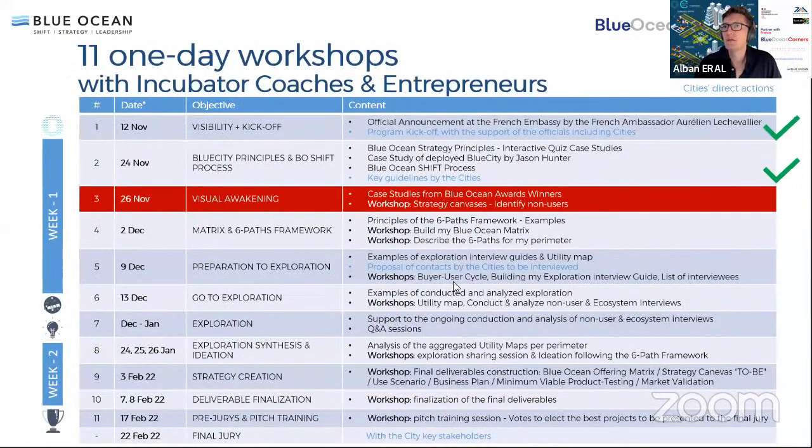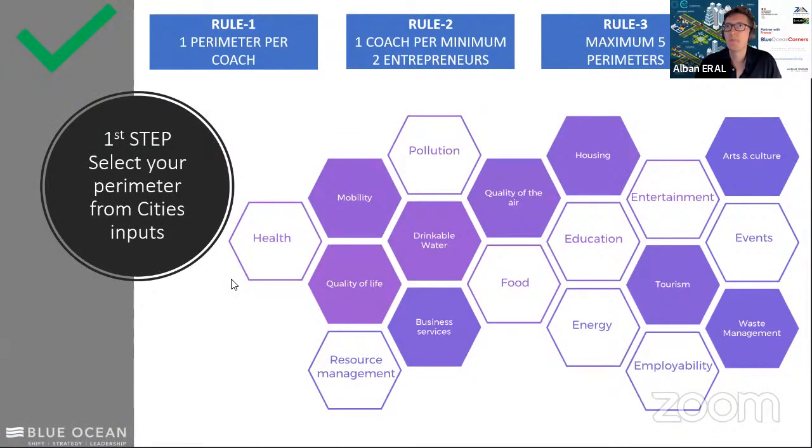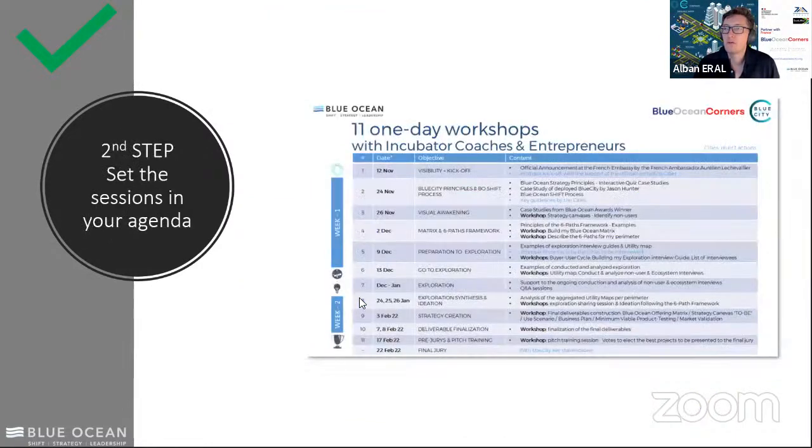So we are here today, this session, visual awakening. What we have done, you have all the entrepreneurs, you have selected your perimeter, which industry perimeter you want to address, where you want to create something new, innovation, and new market. So be sure that you are comfortable with this industry perimeter, and you can of course change it and make it evolve, but soon you need to be sure of this to go further.